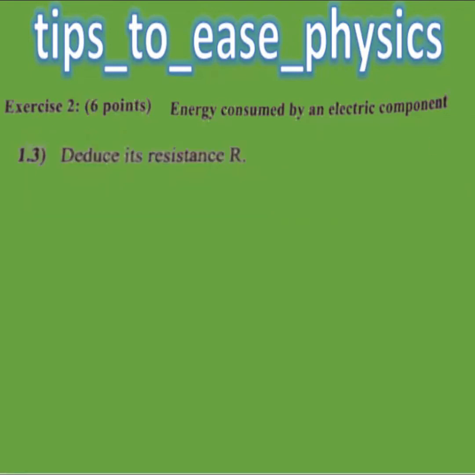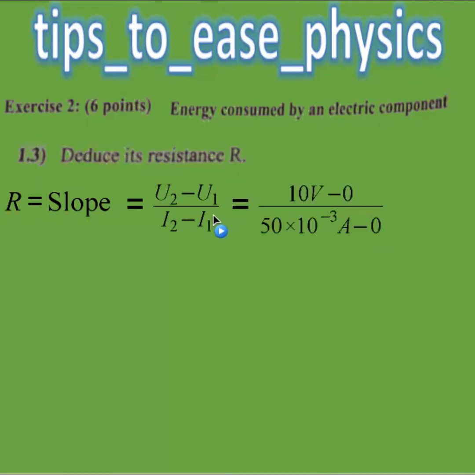We know that the resistance R equals the slope, and the slope is U2 minus U1 over I2 minus I1. From the table we can take any two values of the voltage and the current. So 10 volt minus 0 over 50 milliamps minus 0. But take care, milliamps we should divide by 1000, so times 10 to the power minus 3 ampere. And the answer will be 200 ohms.